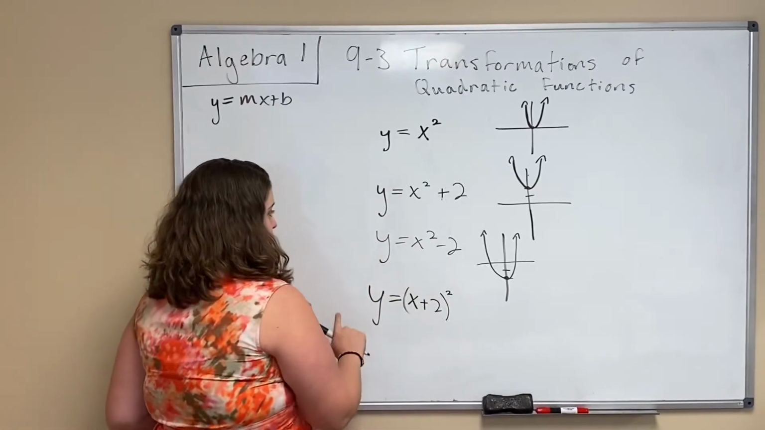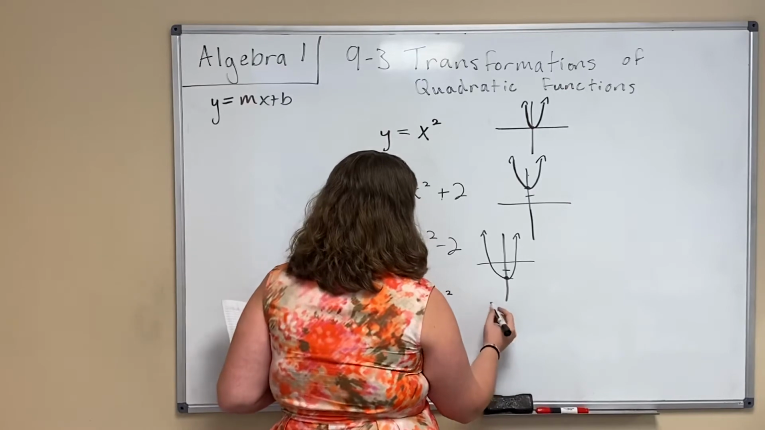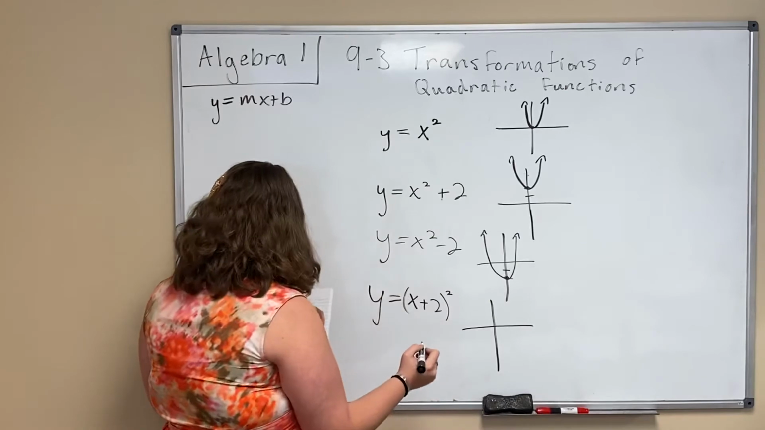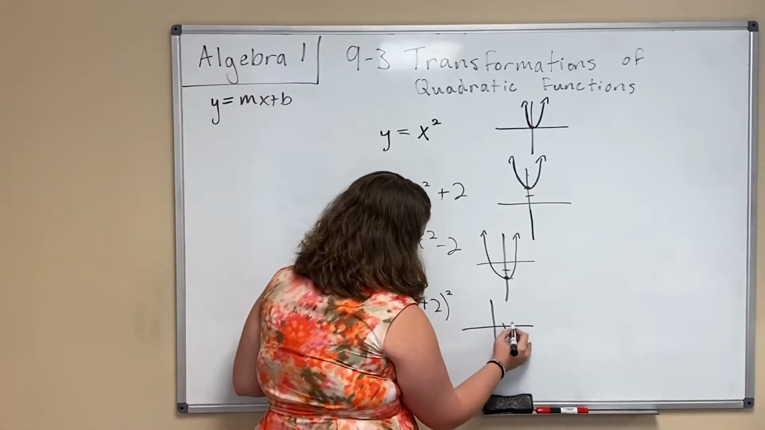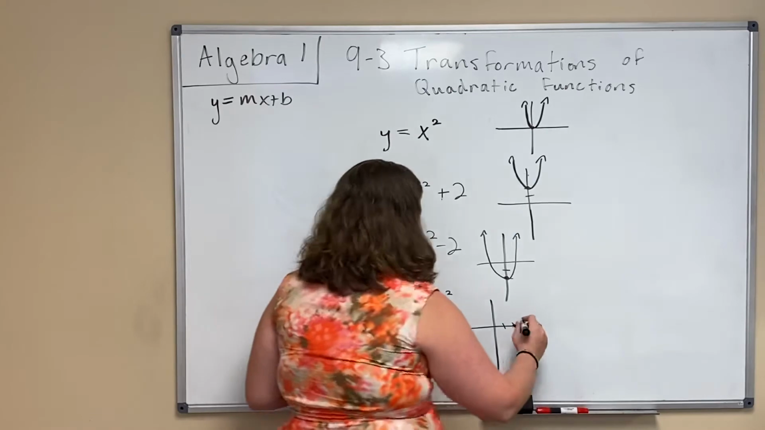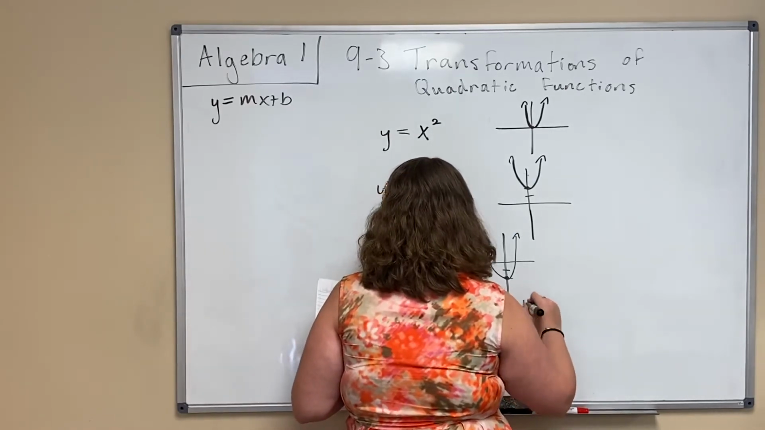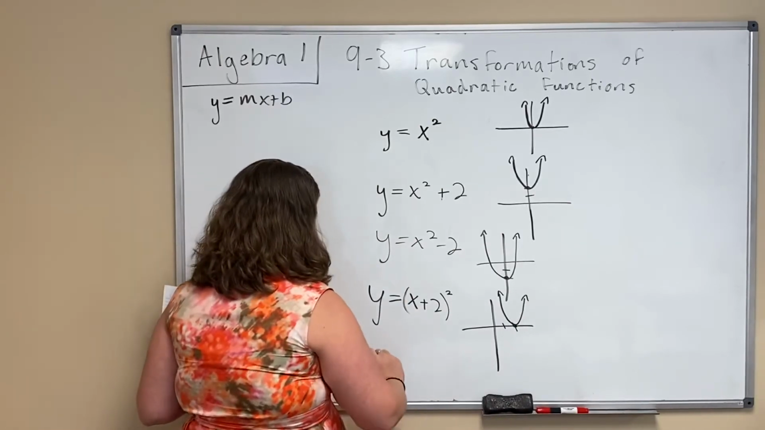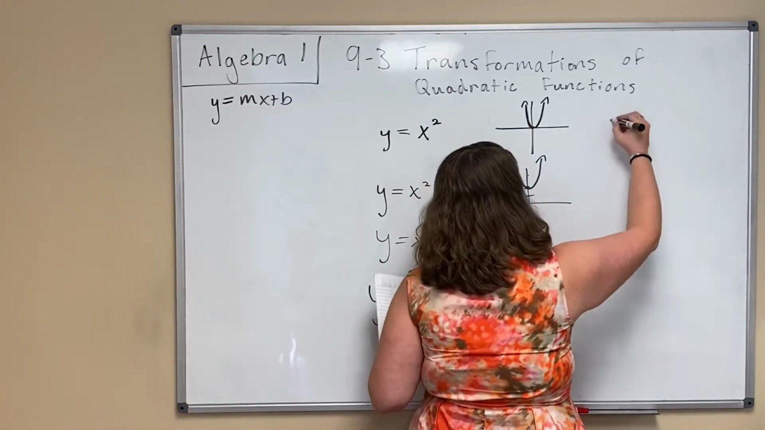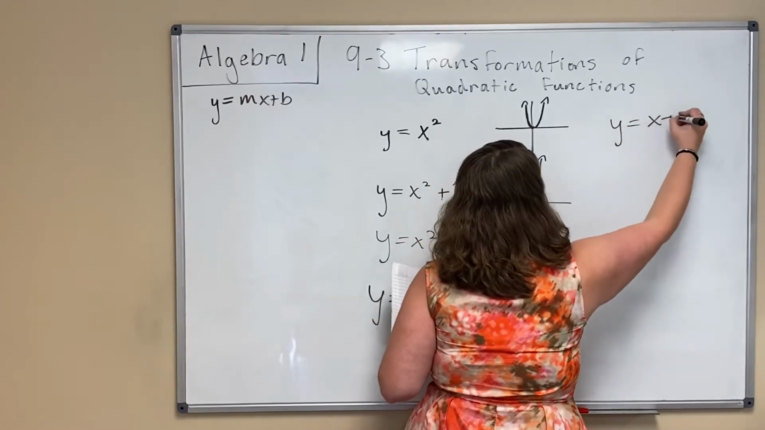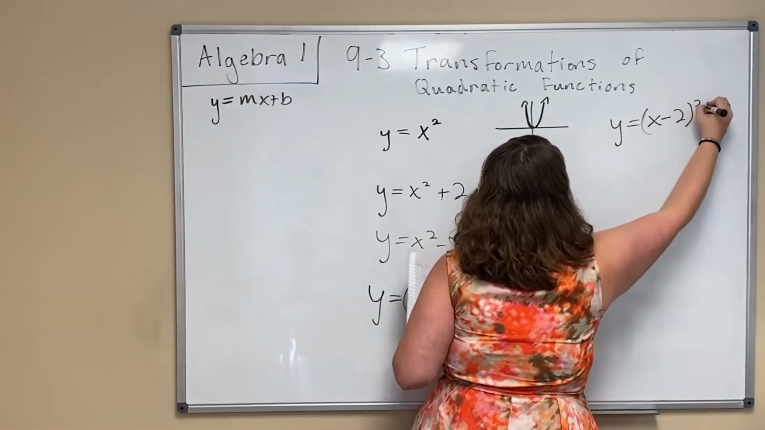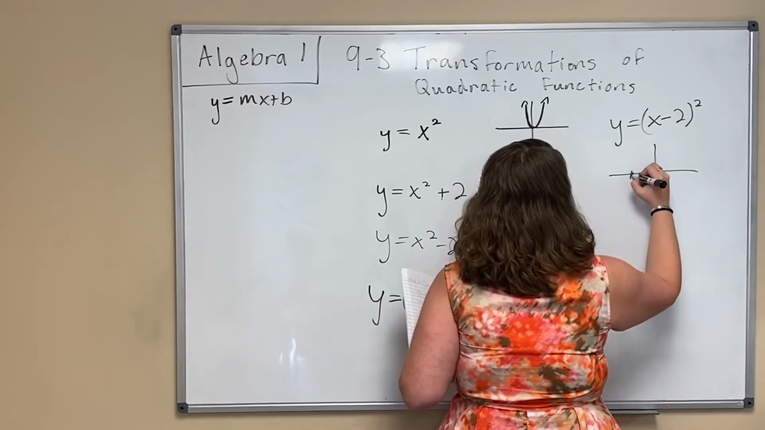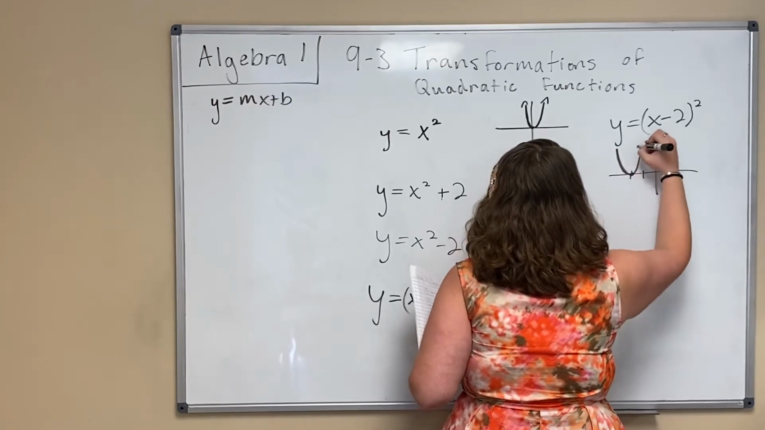So x plus 2 squared is going to look more like 2 spaces on our x-axis over, coming up like this. Same if I had y equals x minus 2 squared. That's going to give us minus 2 on the x-axis before I draw it.